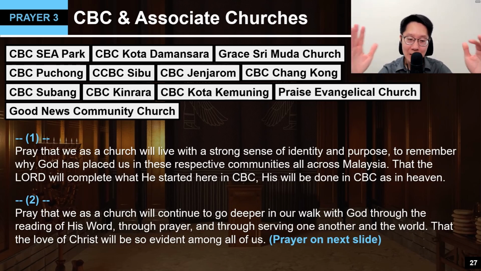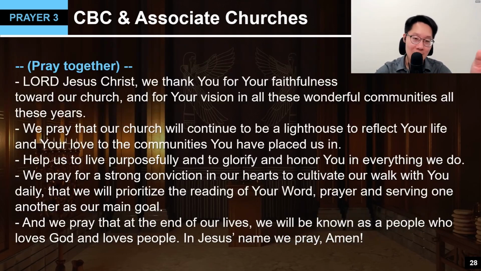Amen. And number two, pray that we as a church will continue to go deeper in our walk with God through the reading of His Word, through prayer, and through serving one another and serving the world, that the love of Christ will be so evident among us. So once again, we're going to pray this together on the count of 3, 2, 1.